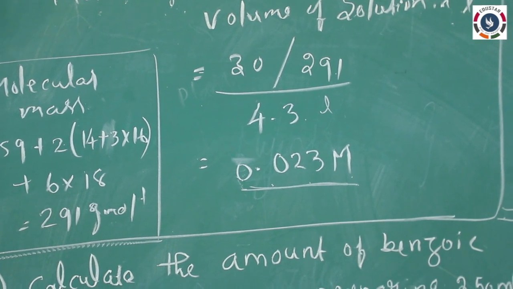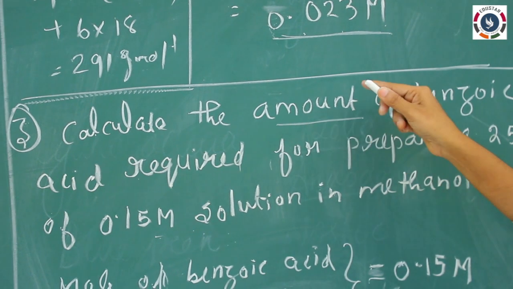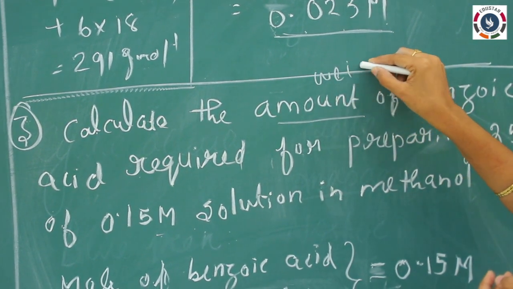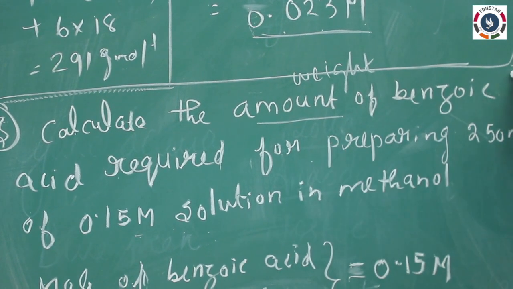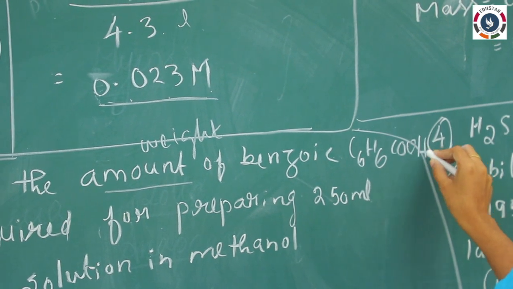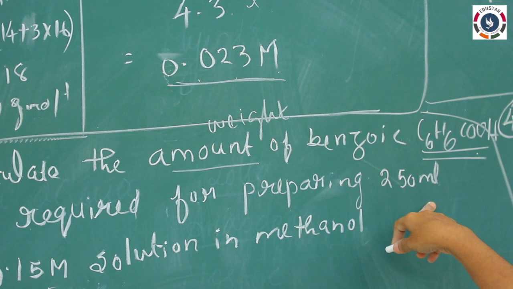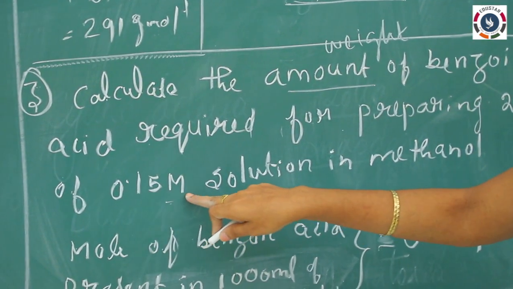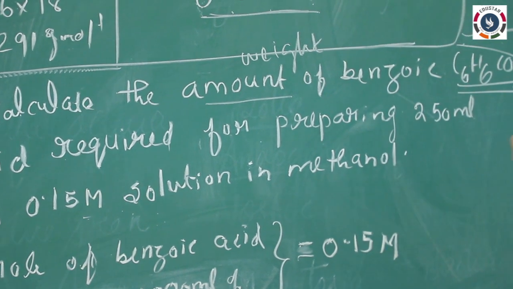The next problem: calculate the amount of benzoic acid. The amount of benzoic acid means they are asking you to find the weight. The formula for benzoic acid is C6H5COOH. It is required for preparing 250 ml of 0.15 molar solution in methanol. This methanol is the solvent here.